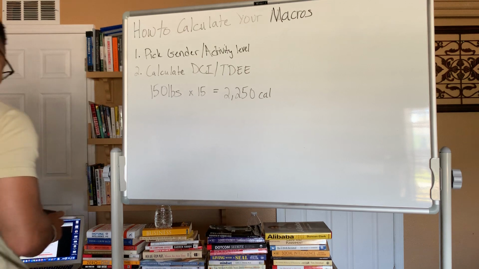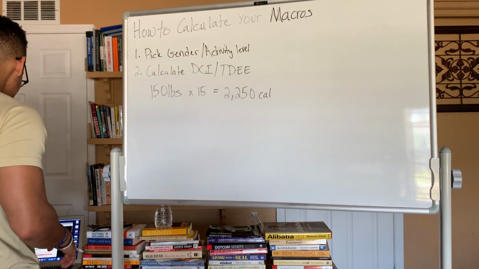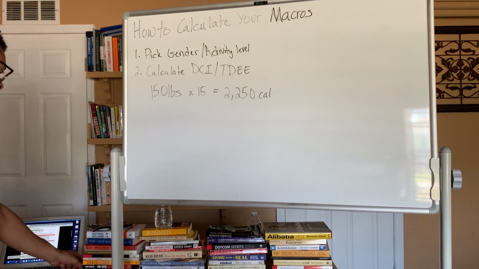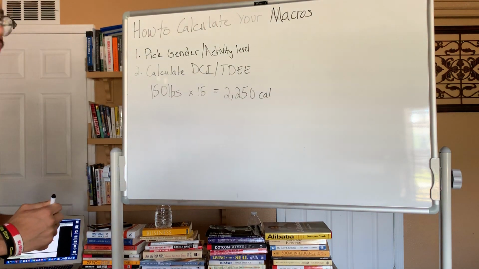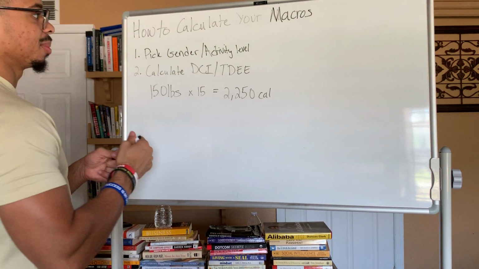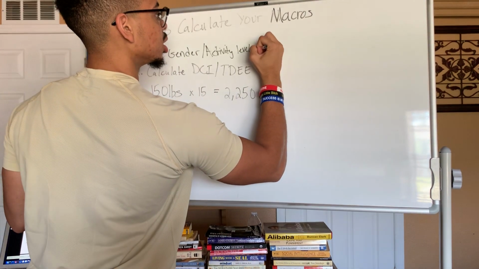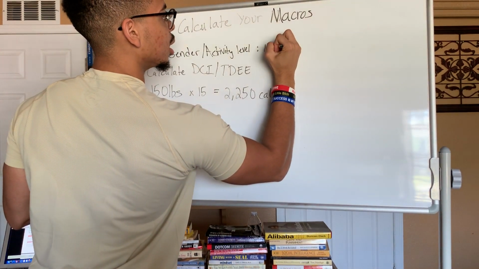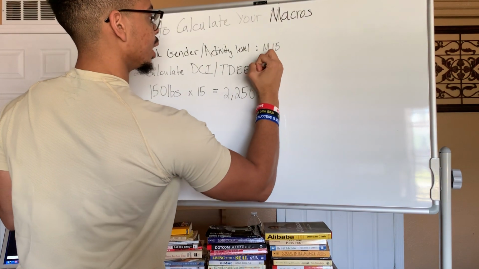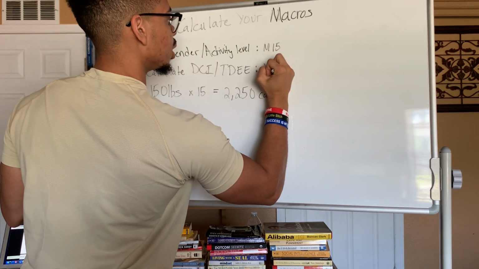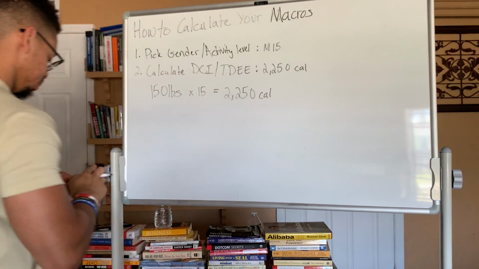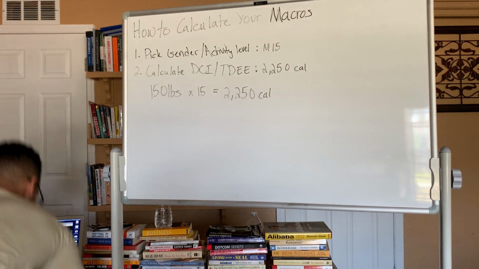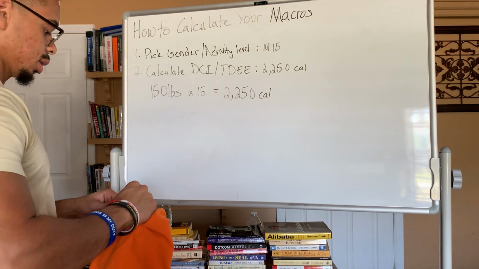Now, step number 3, we're gonna ask this guy, hey, what's your goal, right? For now, I'm gonna just keep this number. I'll just keep it right here, just so you guys know. So male, 15, and TDEE 2,250 cal. And then I'm gonna go ahead and erase this. Give me a second.